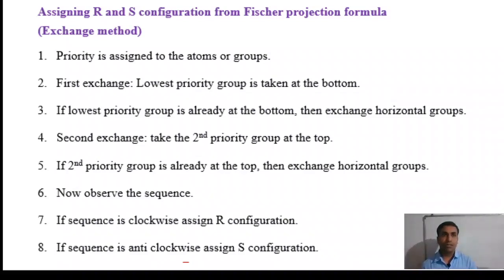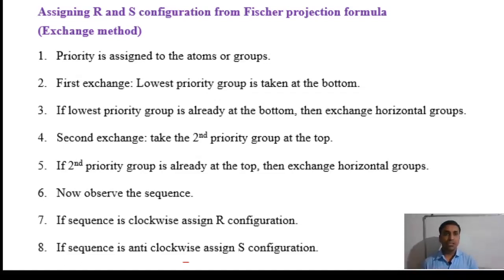The priority sequence will be assigned in the same way as we have discussed before, depending on the atomic number of directly attached atoms or groups. If the directly attached atoms or groups are the same, then we shall check the next atoms. If isotopes are there, then higher priority will be given to the isotope having more atomic weight. In the exchange method, two exchanges are done.